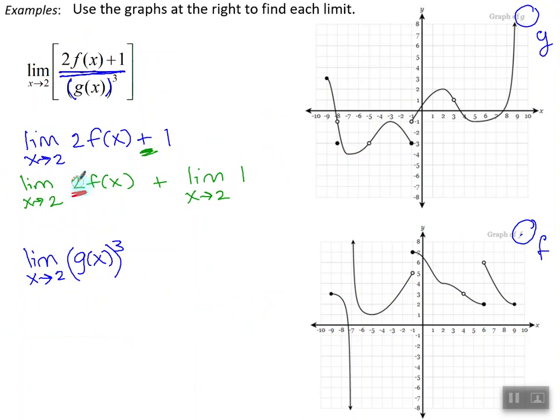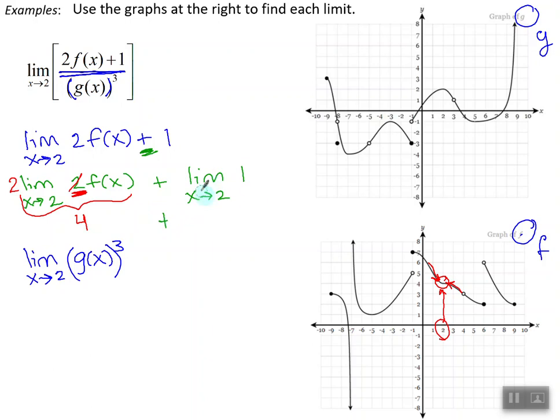So instead of 2 being here, we can write it out here, and then we can do the limit as x approaches 2 of f of x. Using our graph of f of x, we're looking where x is 2, going up to the function and seeing that both sides are approaching the same value of 4. So that limit is 4.